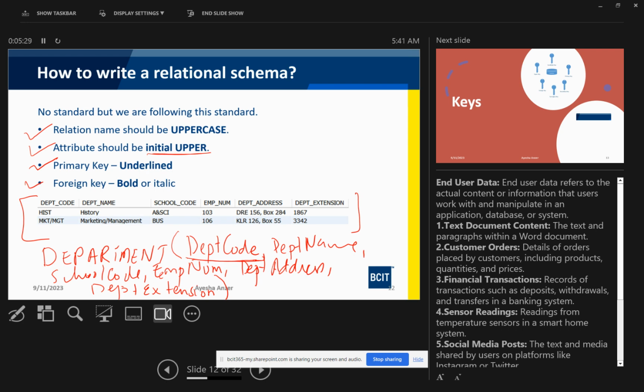Now for the foreign keys, they should be bold or italic. Both of them are acceptable. As we can see in this specific diagram, in this specific table, we have employee number as a foreign key. So we have to make sure we write it in italic. So it should be italic, or you can make it bold.